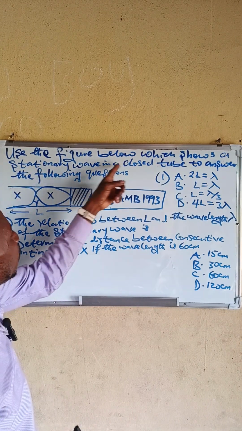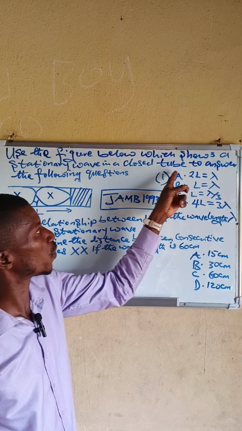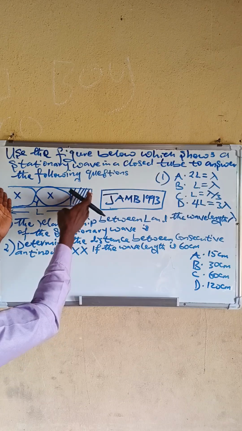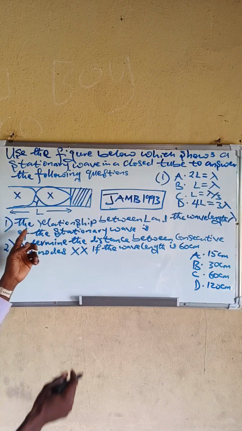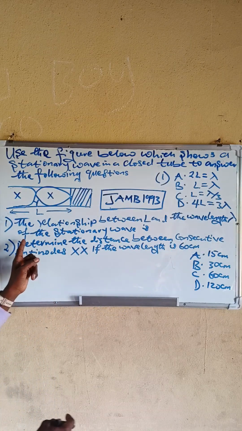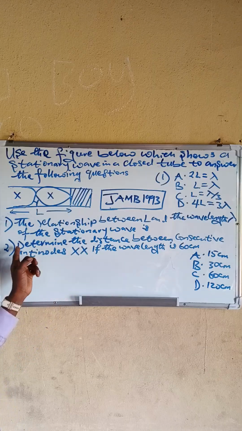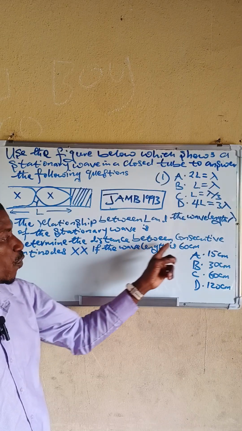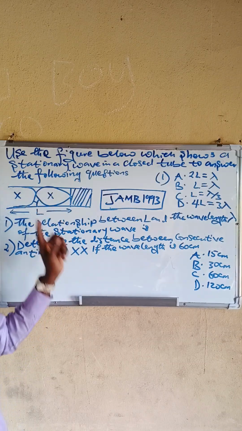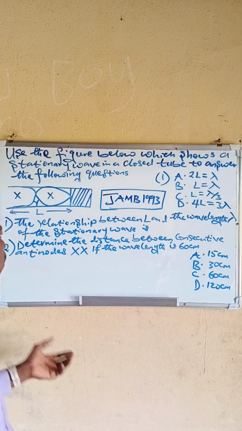Use the figure below, which shows a stationary wave in a closed tube, to answer the following questions. We have the diagram. The questions are: the relationship between L and the wavelength of the stationary wave is what? Look at the options. Determine the distance between consecutive antinodes XX if the wavelength is 60 cm. So let us solve it.